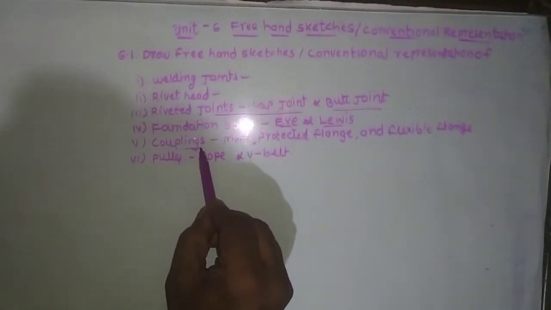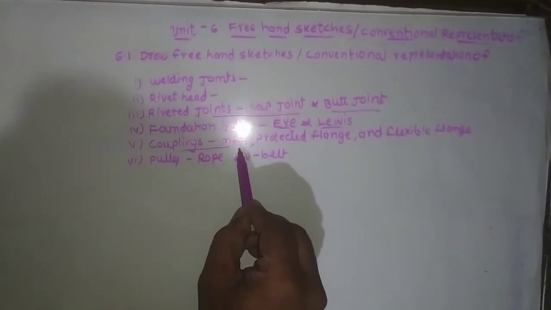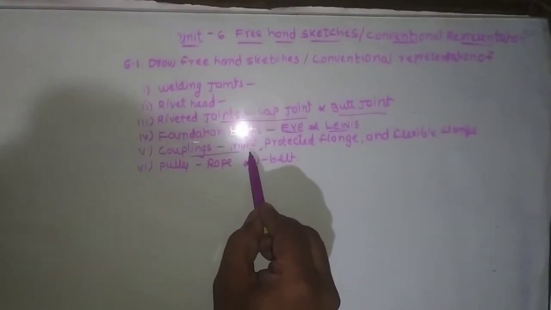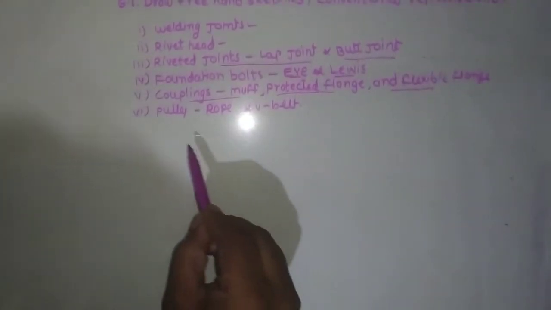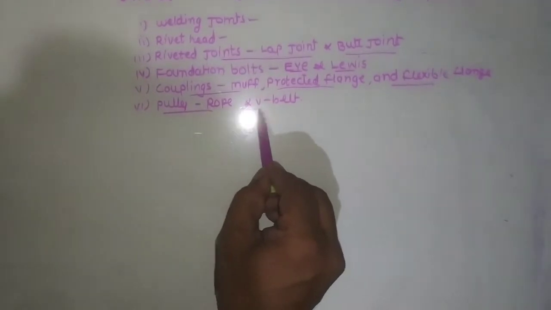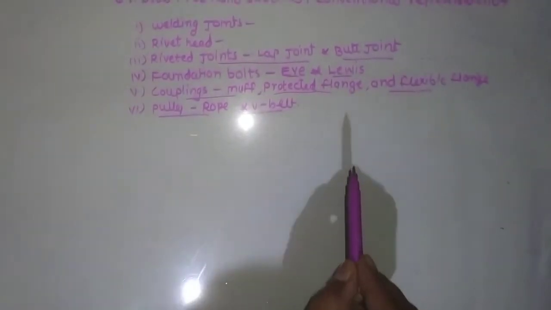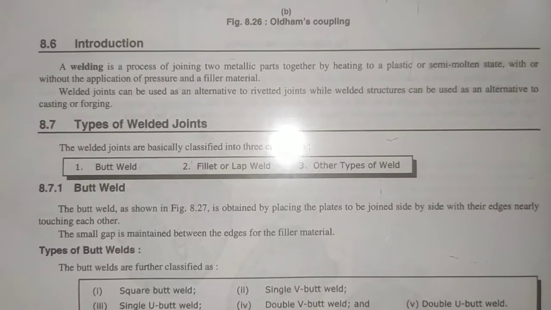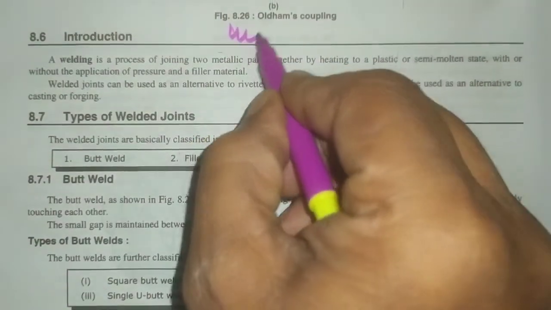Now various types of couplings are used to transfer the power from one shaft to another shafts in your syllabus: muff coupling, protected flange coupling and flexible couplings. Now and the last one is pulley, rope and V-belt, which helps in the transmissions of the power. Now in today's lecture we will study the welding joints.